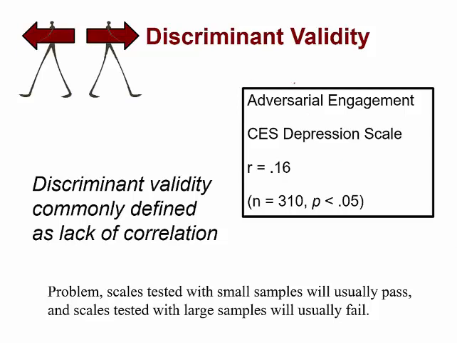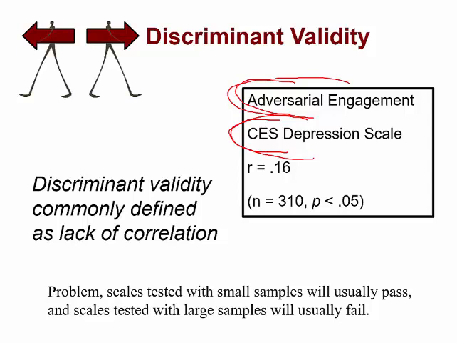So, for example, if I have an adversarial engagement scale, a self-report questionnaire that measures how much people use hostile or critical types of communication when they have a conflict with a romantic partner. And if I think that adversarial engagement should not really correlate that much with depression, I could test discriminant validity by just doing a study where I measure adversarial engagement and I measure depression, and then I just run a correlation to see how much they're correlated.